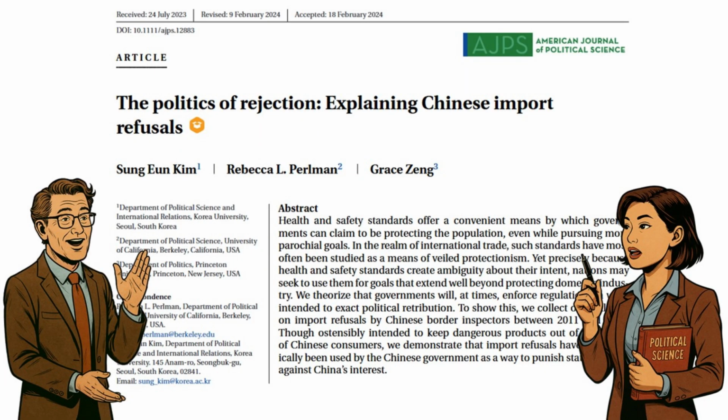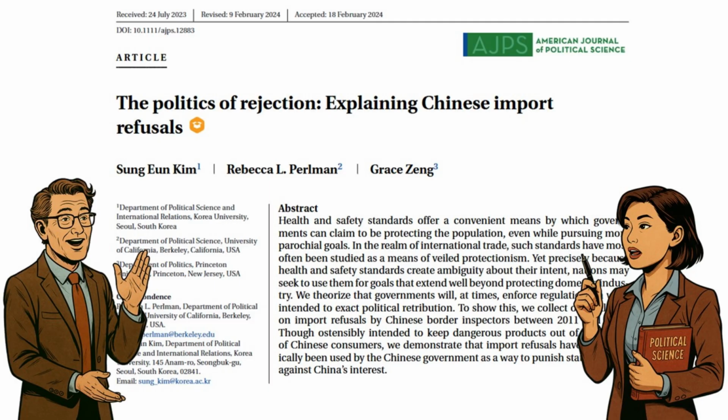I was hoping we can now turn our attention to "The Politics of Rejection: Explaining Chinese Import Refusals." This article was authored by Sung Eun Kim, Rebecca L. Perlman and Grace Zeng. It was published by Wiley in AJPS in 2025. Emma, to start us off, what's the main question this article is trying to answer?